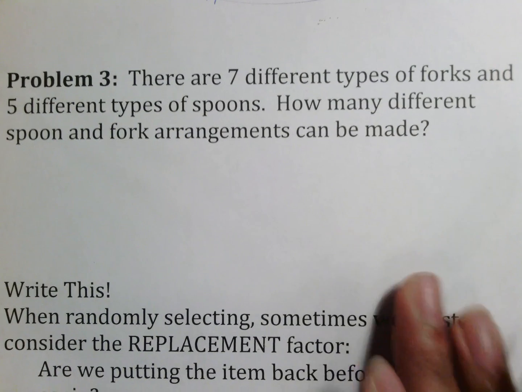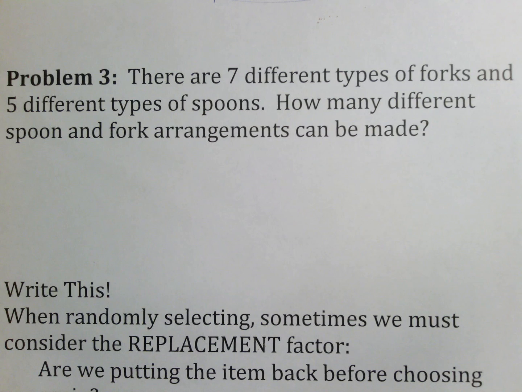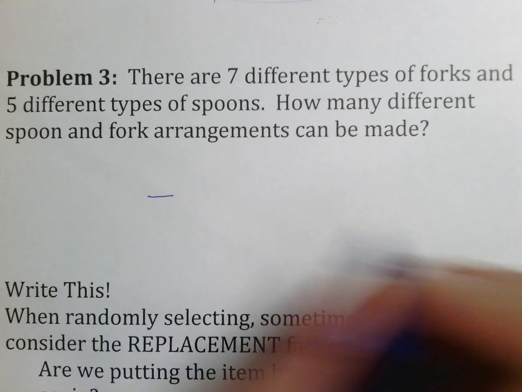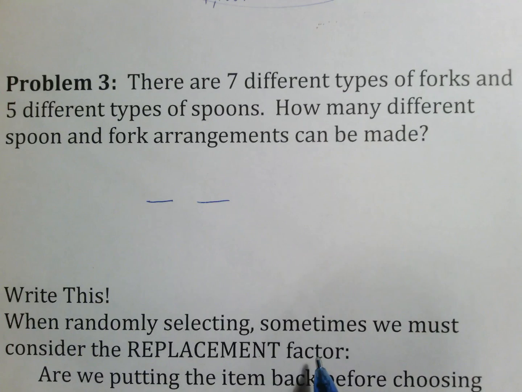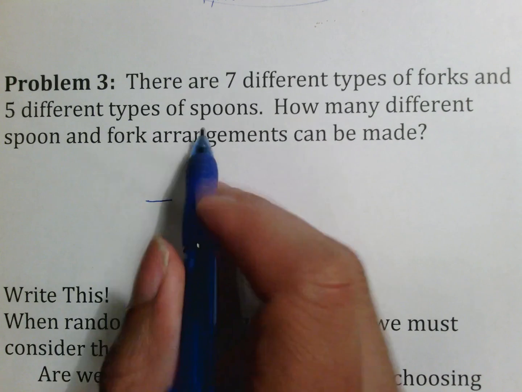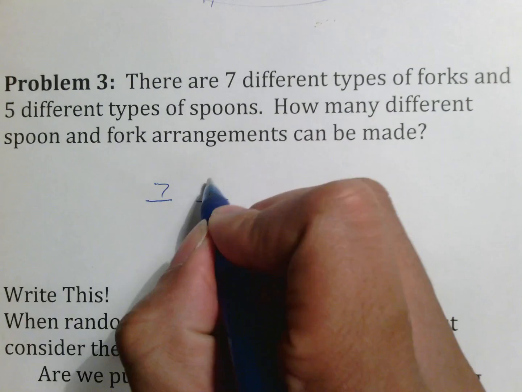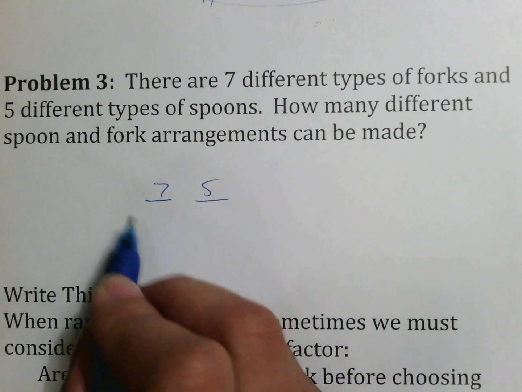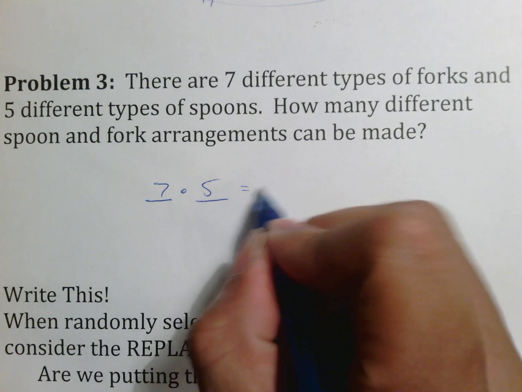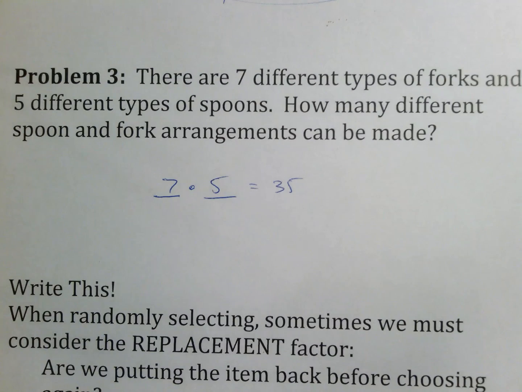Problem 3 says there are 7 different types of forks and 5 different types of spoons. How many different spoon and fork arrangements can be made? You have to choose 1 fork, 1 spoon. Think about it. I've got 7 different types of forks to choose from. I've got 5 different types of spoons to choose from. Those are my only 2 choices. I simply multiply those out, and I have 35 different spoon and fork arrangements that I can use.